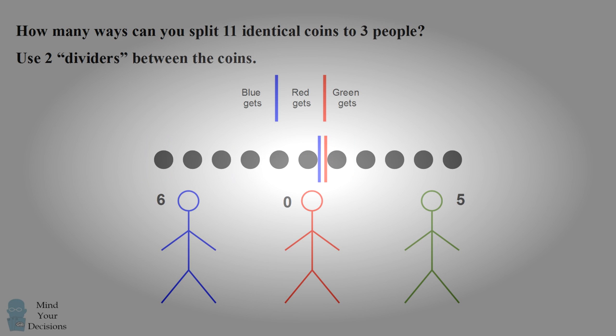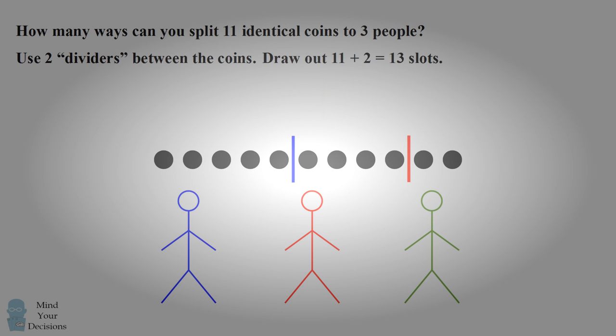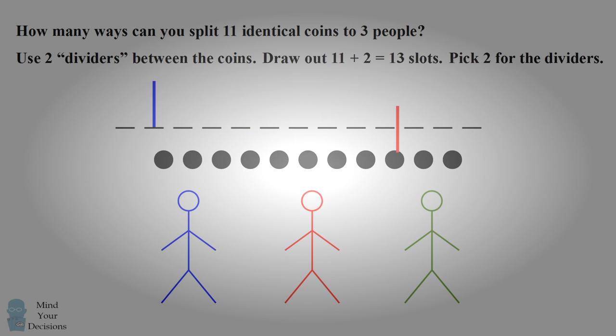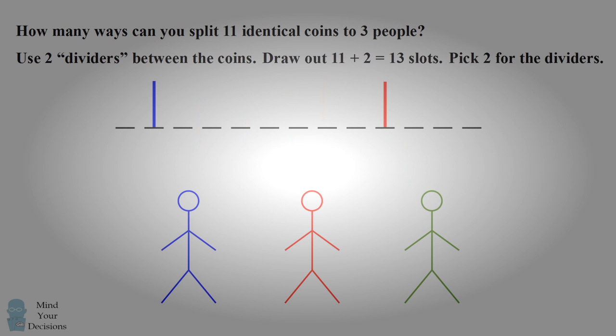But basically, we can count the number of ways to split 11 coins to 3 people by figuring out the number of ways we can place these 2 dividers. So imagine we have 11 plus 2, which is 13 total slots. We're going to place the dividers in 2 of these slots and the coins in the remaining slots. So we want to pick 2 of the spots for the dividers, and then the remaining slots we fill with the coins.